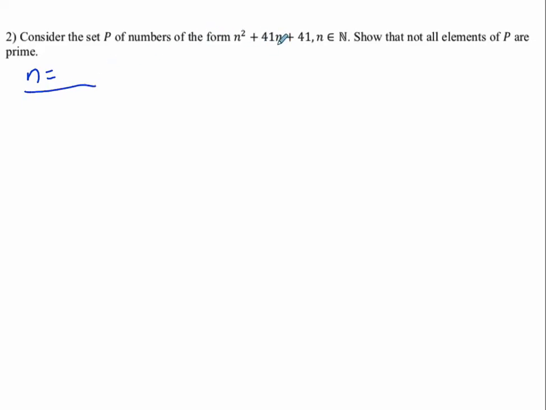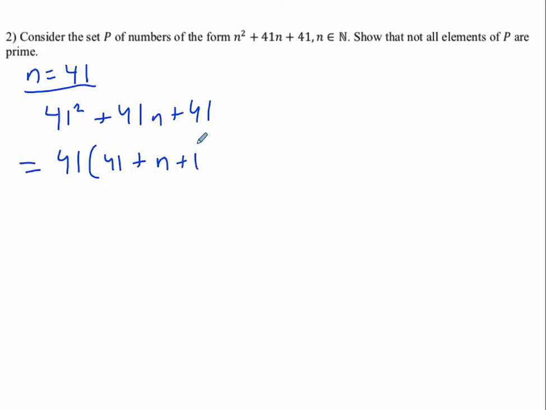So a smart choice in this case is to pick n equals 41. Then you can write this number as 41 squared plus 41n plus 41. That equals 41 times (41 plus n plus 1), right? Therefore, not prime. Okay, so therefore the statement is false.